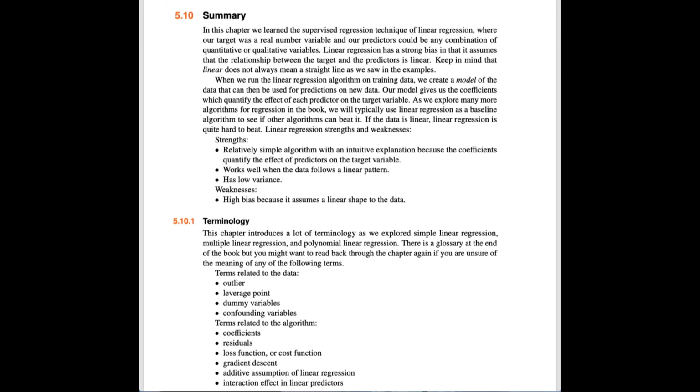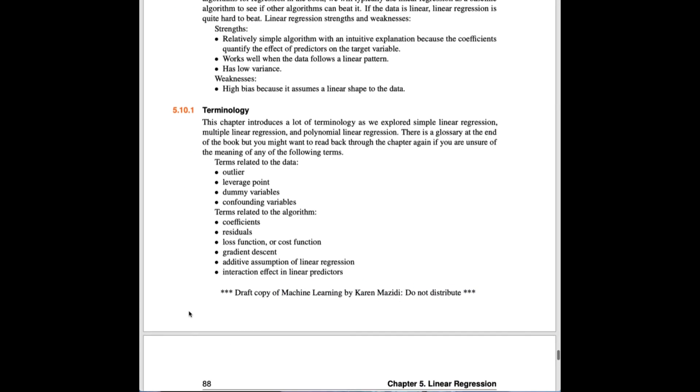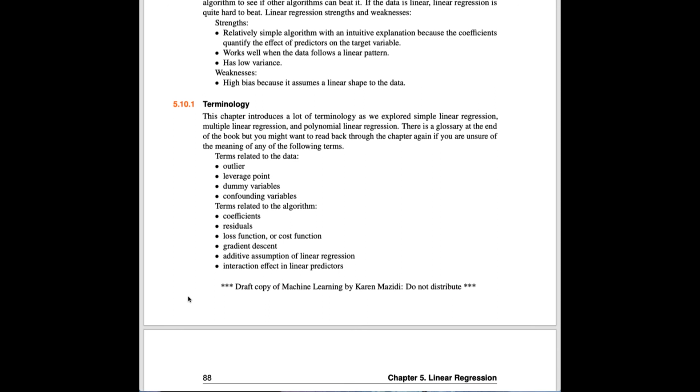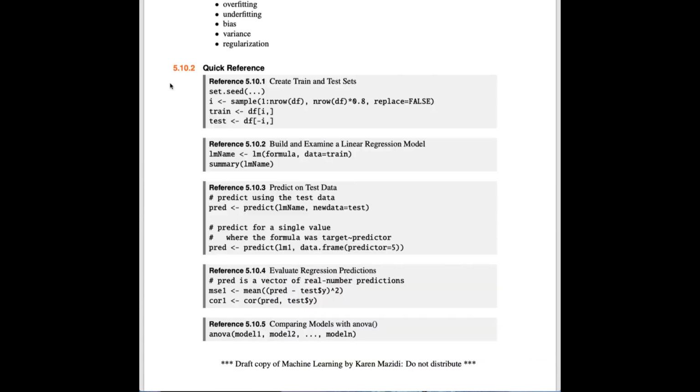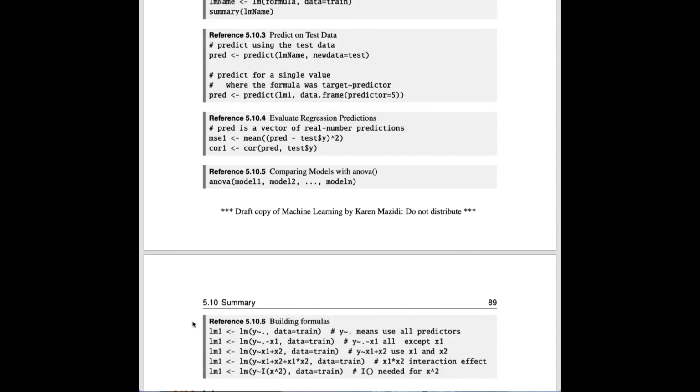I'm showing the end of chapter 5 here. Notice that there was a lot of terminology in this chapter. You'll want to review this. I also have quick reference for new code covered in this chapter, such as how to divide into train and test sets, how to build a linear regression model, predict on the test data, and evaluate. I also have a reference here for the different syntax you can use in building the formula.